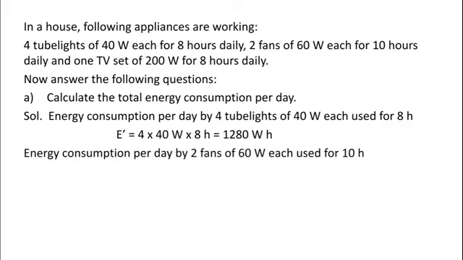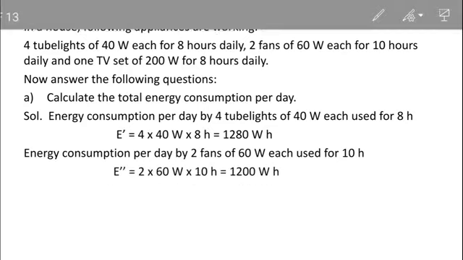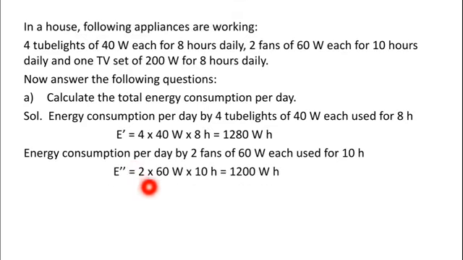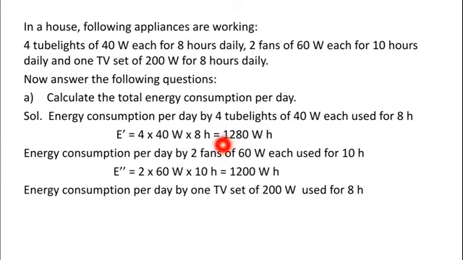Again in the same way, calculate the energy consumption per day by 2 fans of 60 watt each used for 10 hours daily. So let us say the energy consumption is E double dash. So E double dash can be written as number of fans, that is 2, into power of each fan 60 watt into number of hours 10 hour. So it comes out to be 1200 watt hour. In the same way, energy consumption by 200 watt of TV set which is used for 8 hours can be written as E triple dash equals to number of TV set, that is 1, into 200 watt into 8 hour. So it comes out to be 1600 watt hour.